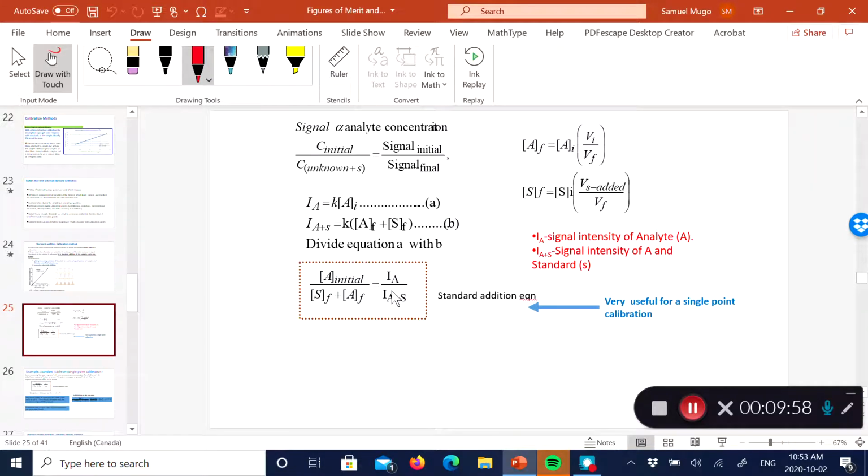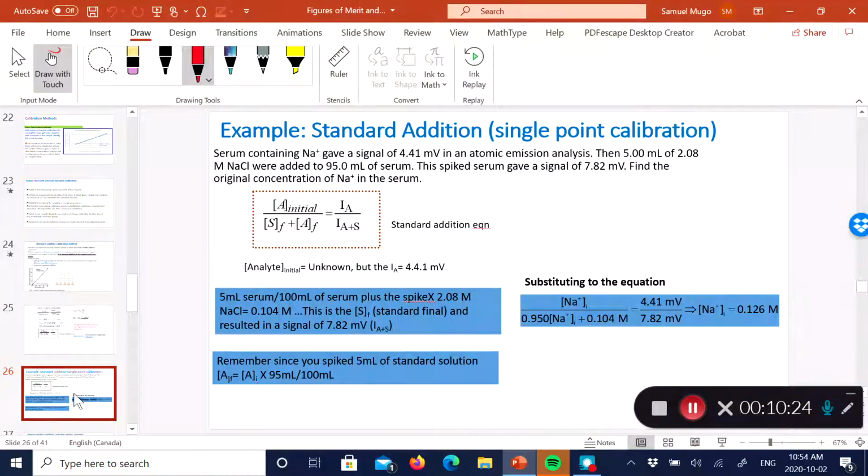And you actually can use it to determine the concentration of the unknown by the so-called single point calibration. So you can actually just have one analyte spiked with the standard, and you can just use that single standard to do your calibration. I'll give you an example of a single point calibration. You can do it. It's not ideal, but it can be done, especially if you are very limited in the amount of standard that is available.